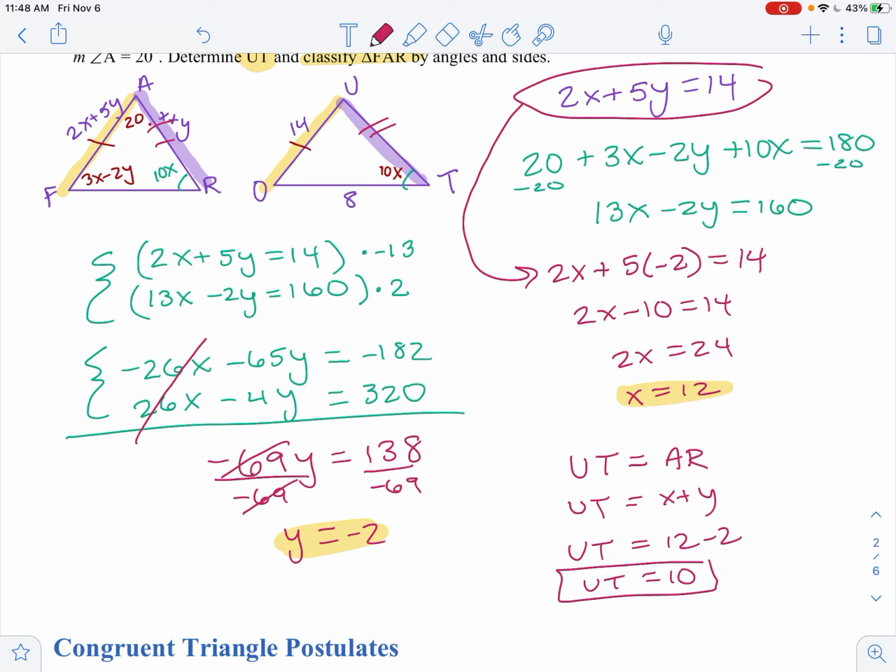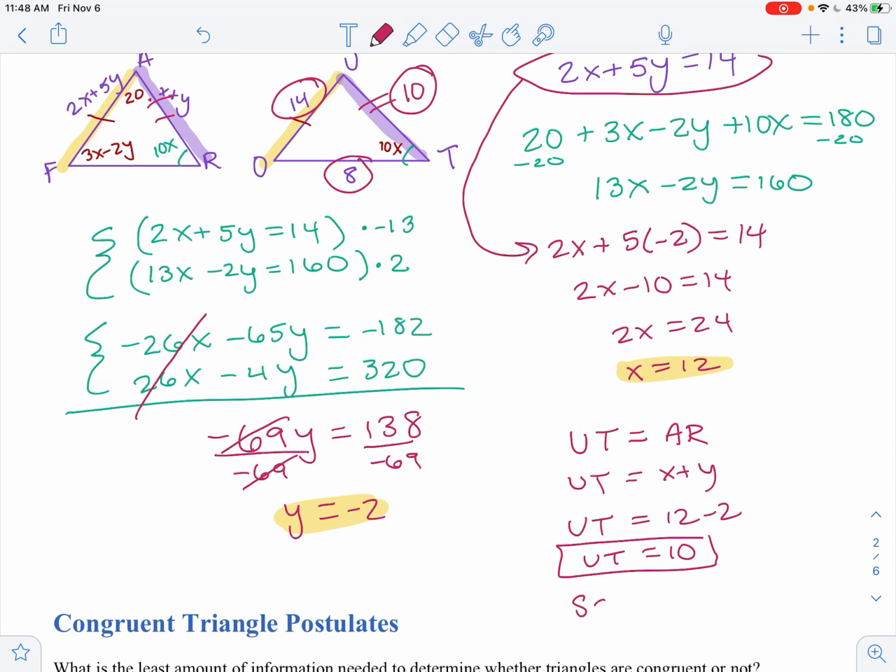So if UT is 10, I'm going to put it up here, and OU is 14, and OT is 8, I have no congruent sides, right? So that means that the triangle must be scalene. Okay, so the triangle is scalene. That's classifying it by sides.